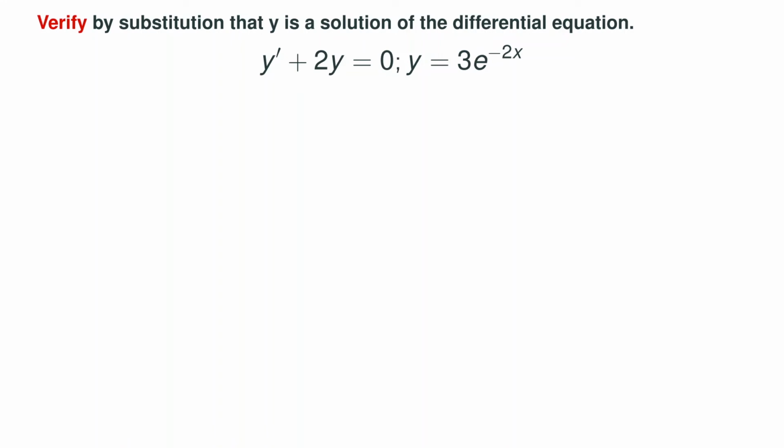Hello, let's look at our first problem. Verify by substitution that y is a solution of the differential equation.